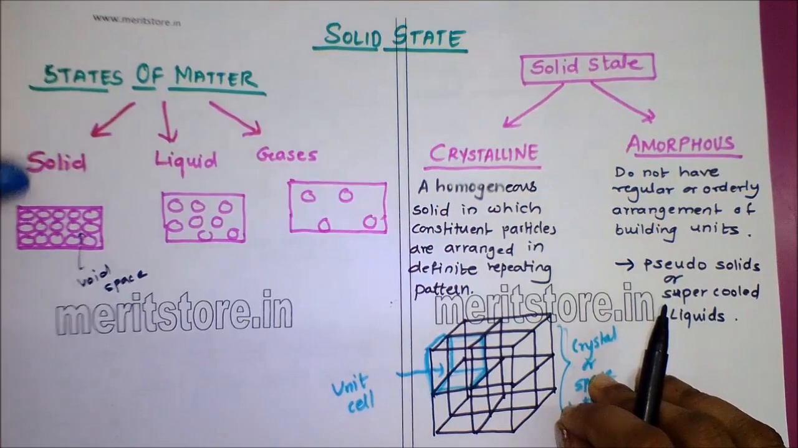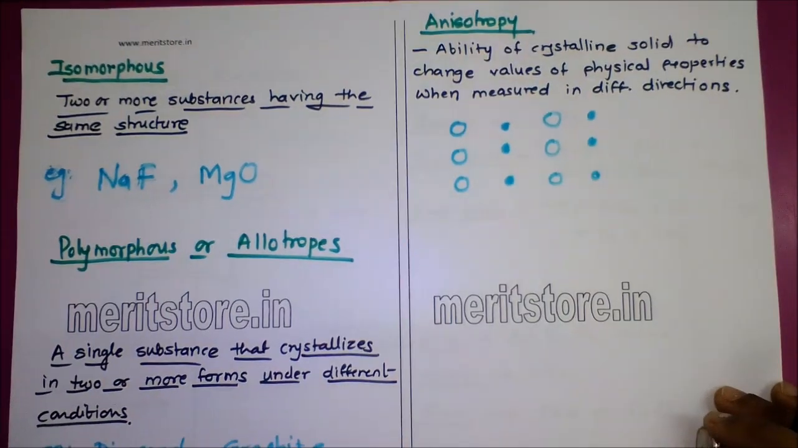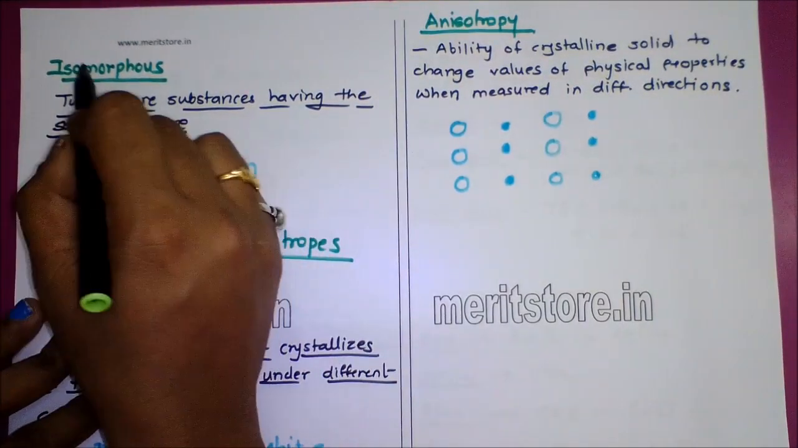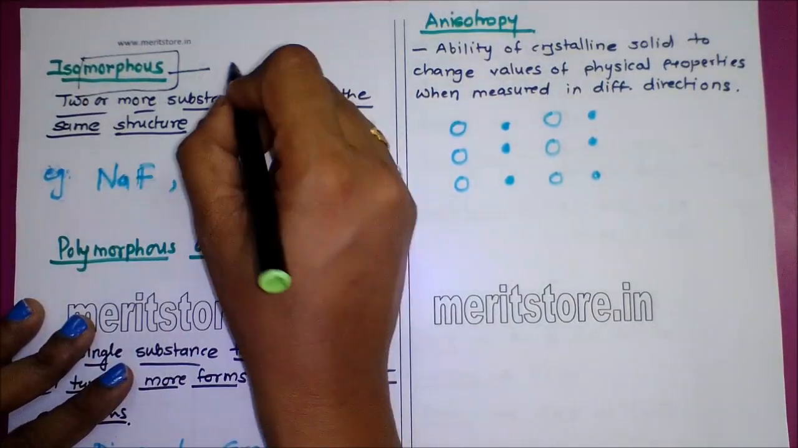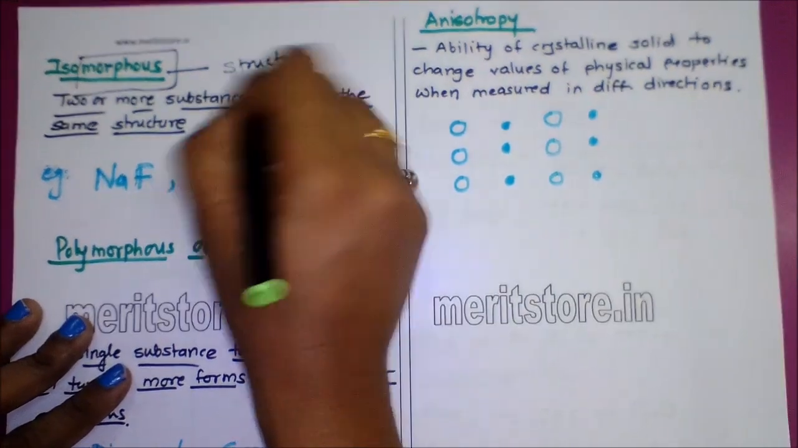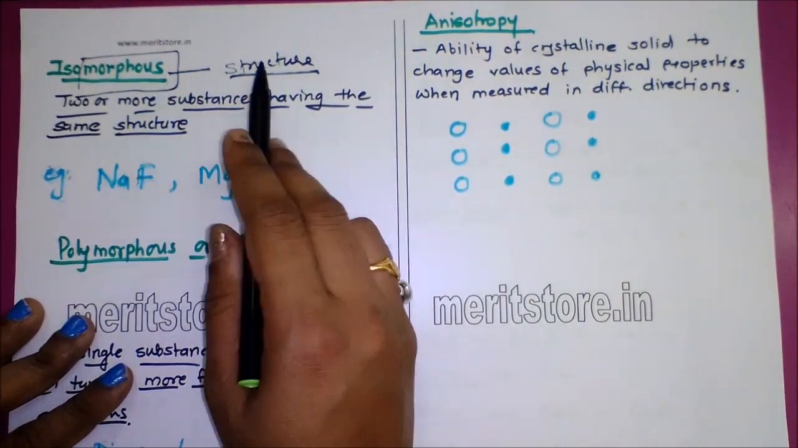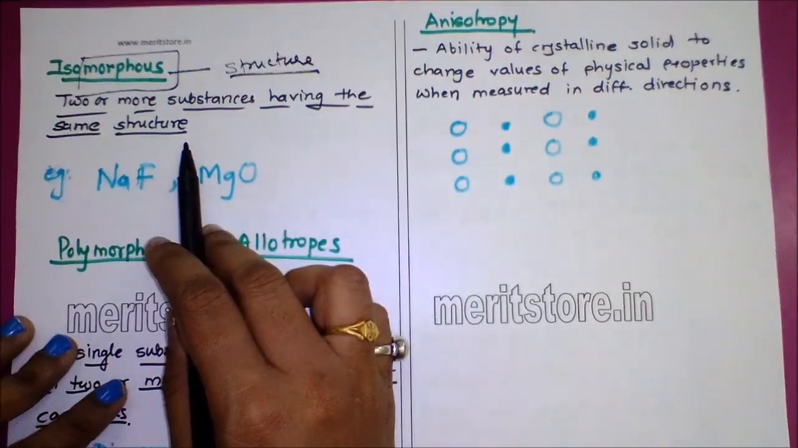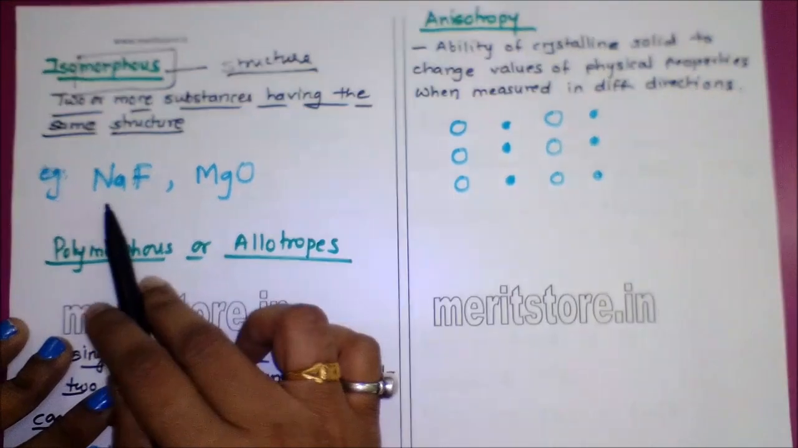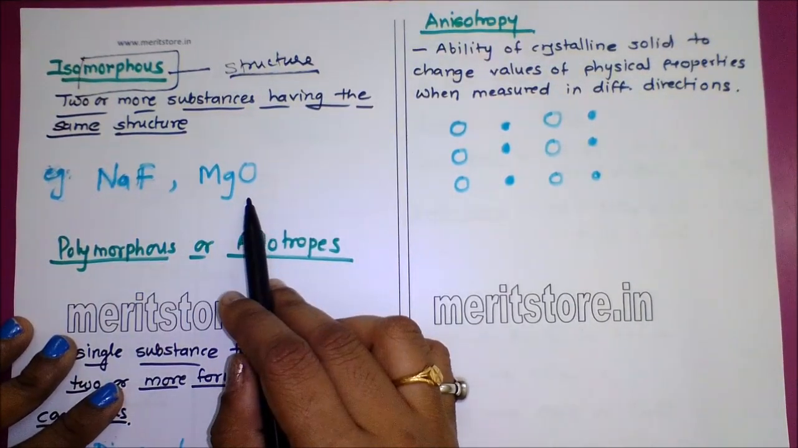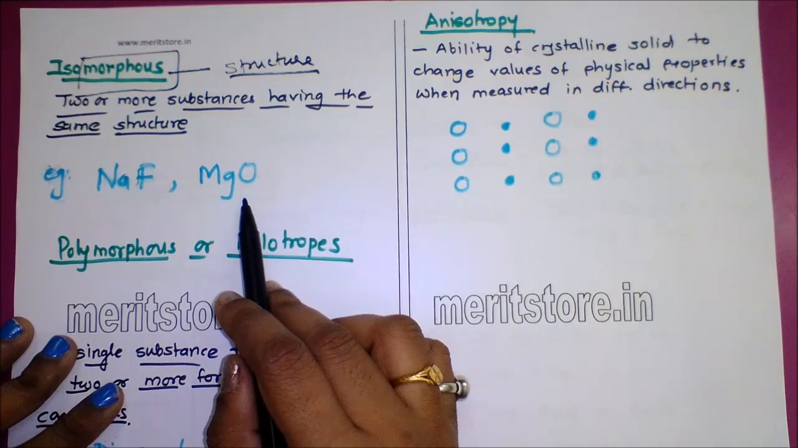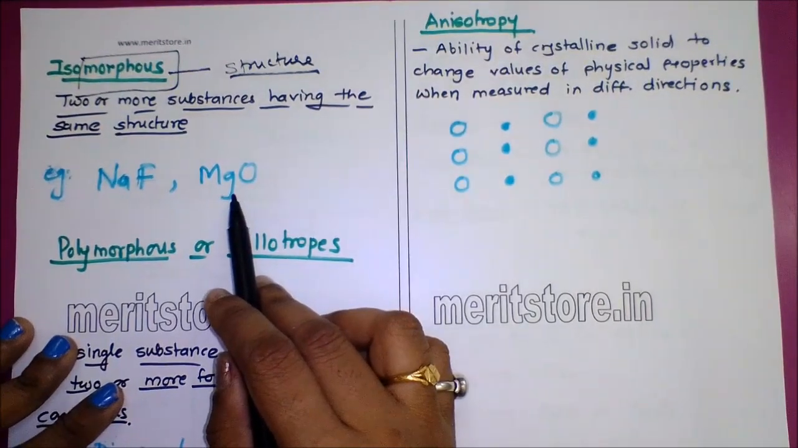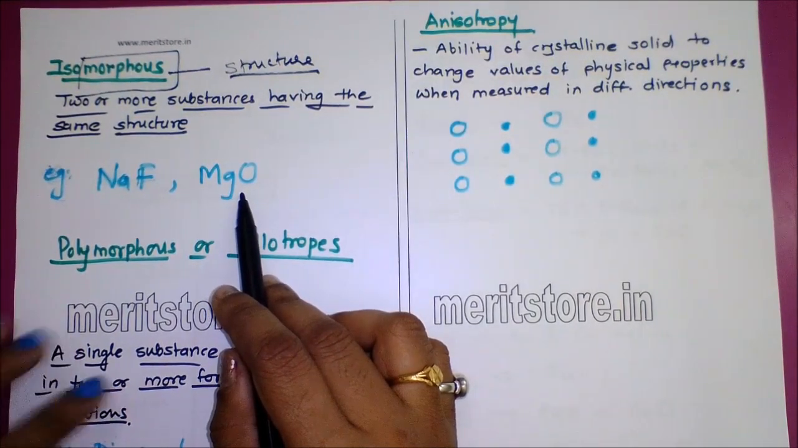Now with respect to crystalline solids, we are going to study some terms. The first one is isomorphous. The meaning of morphous is nothing but structure. So iso means same, same structure. Two or more substances which have the same structures are called isomorphous of each other. For example, sodium fluoride and magnesium oxide. If you look at the composition, they have different composition, but the structure of these substances is the same. So we'll call them isomorphous of each other.